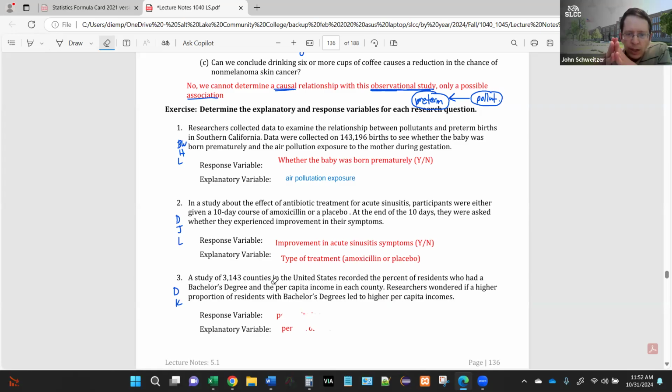this is a topic you'll see economists and education researchers talk about a lot. The relationship between per capita income and education. It's one of the big arguments for education, right? That it's good for the economy. So they're looking at 3,000 counties in the U.S. and for each county they record.